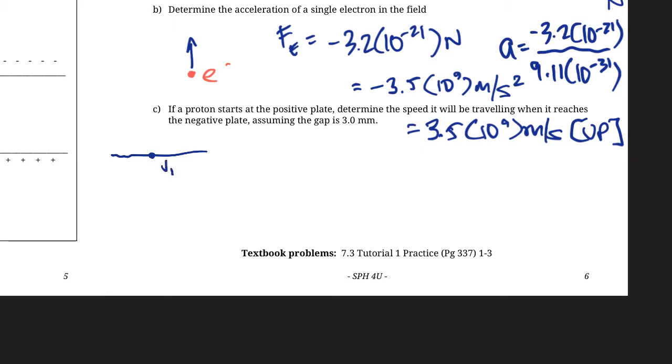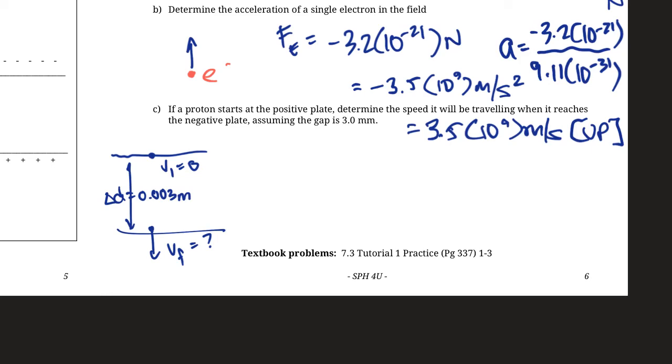It's going to have some initial velocity of 0, right? It's going to be starting at 0. When it gets down to the bottom, it will have been accelerated that whole time. So it's going to have some big VF, right? And it's telling us the gap, the delta D between those two plates, is 3 millimeters, which is 0.003 meters.